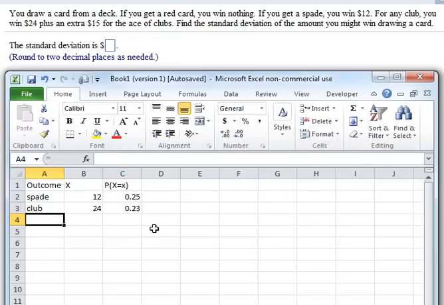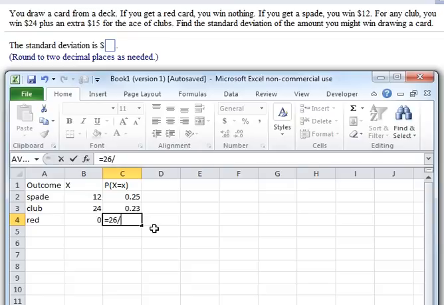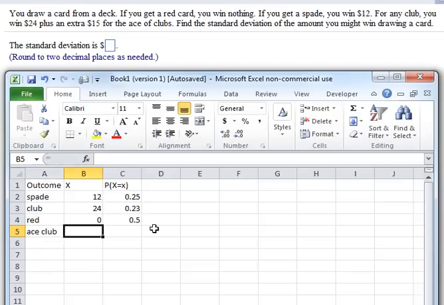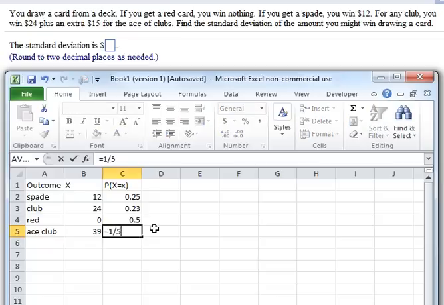Okay. Now, if you get a red card, you win nothing. So that's 0 winnings. And that's a 1/2 chance because there's 26 red cards, the hearts and the diamonds, equals 26 out of 52. And then, of course, the ace of clubs, you'll win an extra $15, so 24 plus 15, equals $39, and there's only a 1 out of 52 chance that you're going to get that.